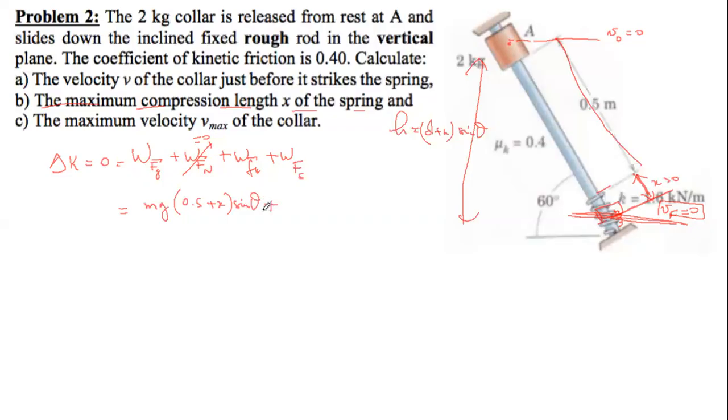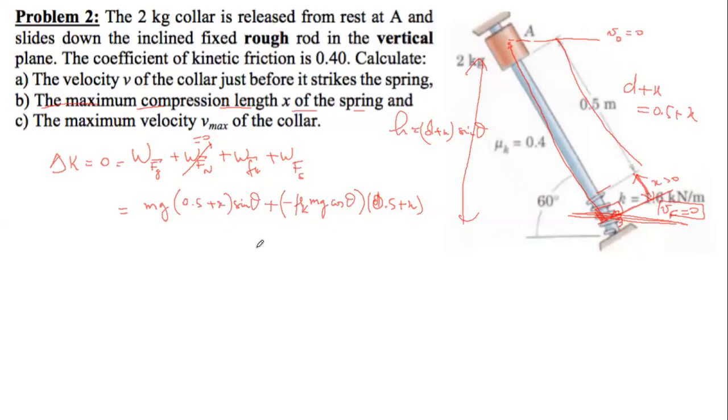The work of the normal force is 0. Now, what is the work of the friction force? The work of friction force is minus mu k Fn d, where Fn is mg sine theta. But the d here is d plus x, basically 0.5 plus x, because the friction will apply from A along the rod until maximum friction. So the new d here is d plus x, which is 0.5 plus x.